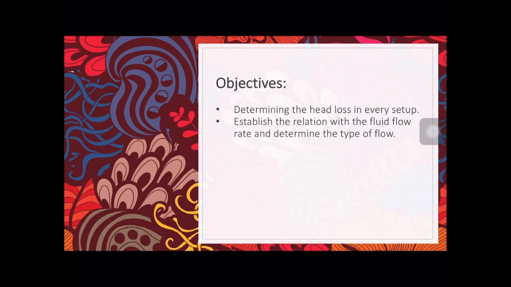The objective of the experiment is actually the opposite of the problem statement. The first objective is determining the head loss due to the friction in the pipe, and also the head loss for every other setup. Next is to establish the relation with the fluid flow rate in the pipe, and last but not least is determining the type of flow that occurs, whether it is laminar or turbulent flow.